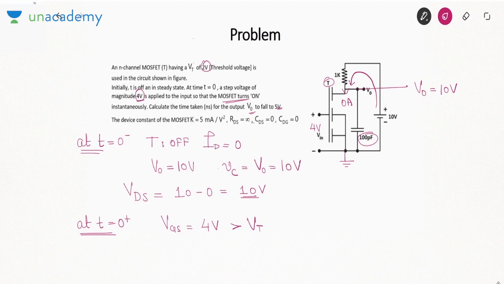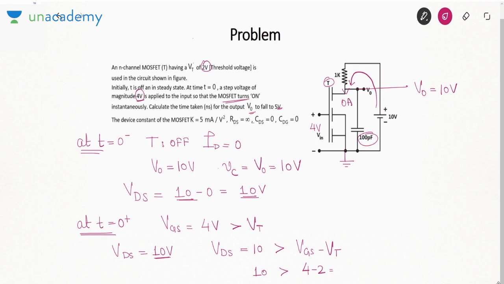V0 is actually the voltage across the capacitor, right? And the voltage across a capacitor cannot change instantly. So I can say that VDS will still be 10 volt. VDS is actually the voltage across the capacitor, and it cannot change instantly, so it will also be 10 volt. So VDS equal to 10 is greater than VGS minus VT. 10 is greater than 4 minus 2 equal to 2. Right? Once I know that VDS is greater than VGS minus VT, the region of operation is saturation. Now we need to find the time taken for V0 to fall to 5 volt.